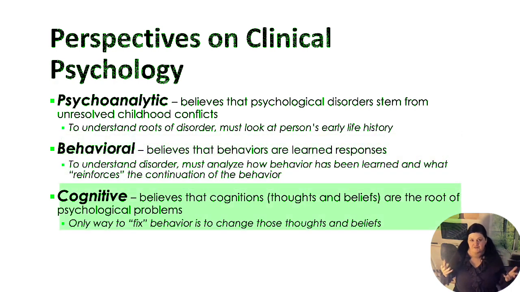And cognitive, right? Let's think about thinking. The cognitive psychologist believes that our thoughts and beliefs are at the root of psychological problems, that we can unteach and retrain our thoughts. Illogical or incorrect thinking can be retrained. The only way to, quote, fix behavior is to change the thoughts and the belief system.